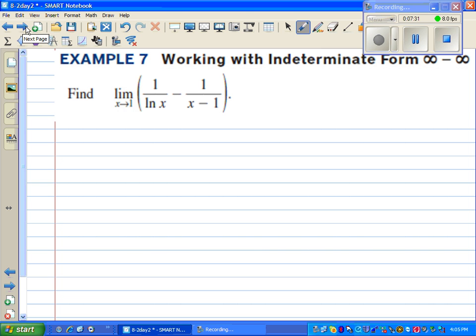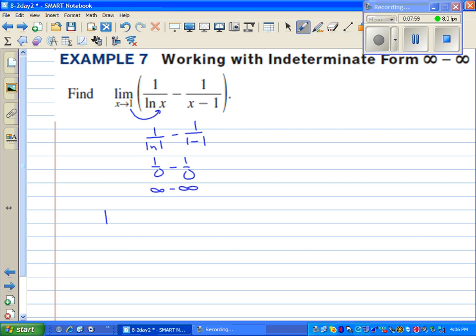Working with the indeterminate form infinity minus infinity. Well, let's look at this. If we plug 1 into the natural log of x, we'd have the natural log of 1 minus 1 over 1 minus 1. That's 1 over 0 minus 1 over 0. And 1 divided by 0 is actually, if we're doing limits, as we approach 1, you get infinity minus infinity. Now that's one of the indeterminate forms that L'Hopital's rule might be able to solve.